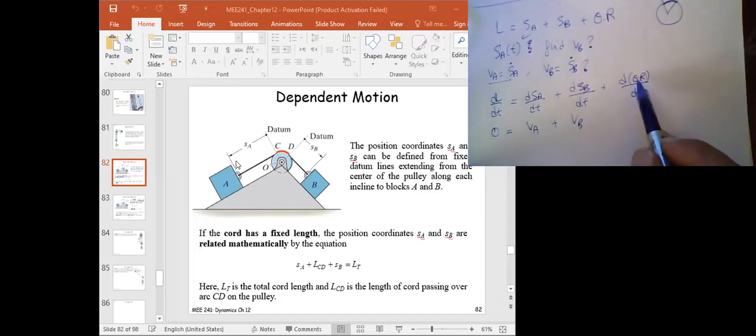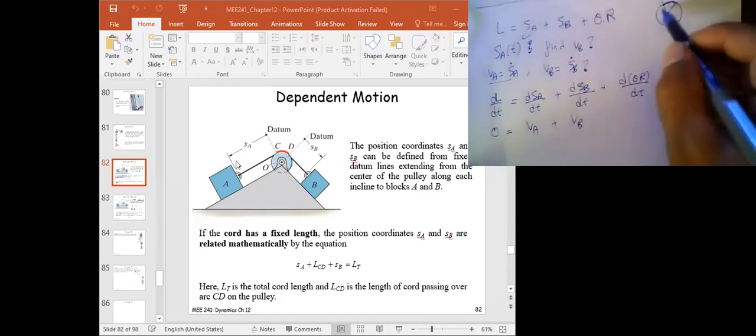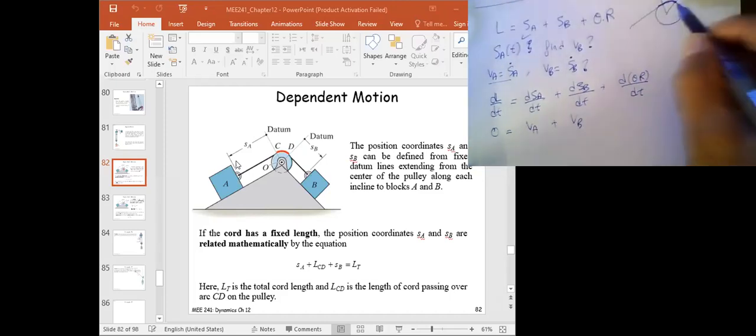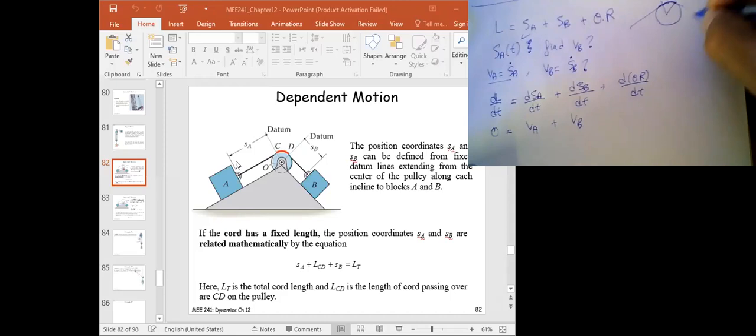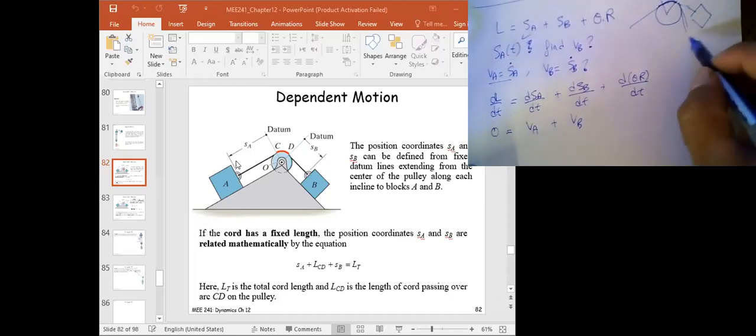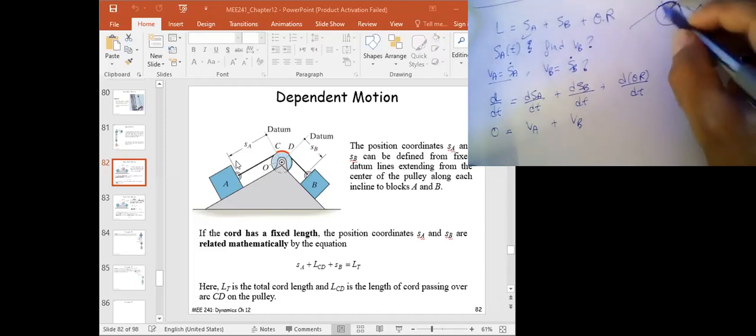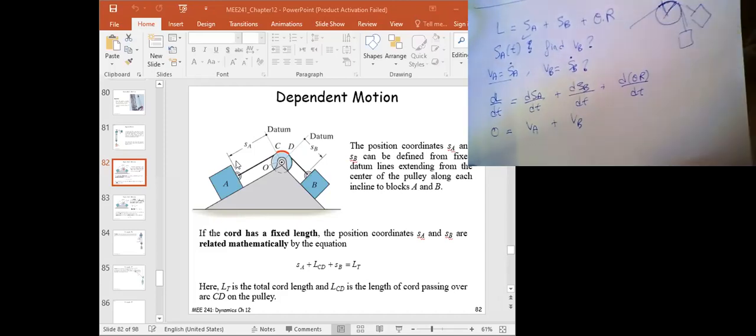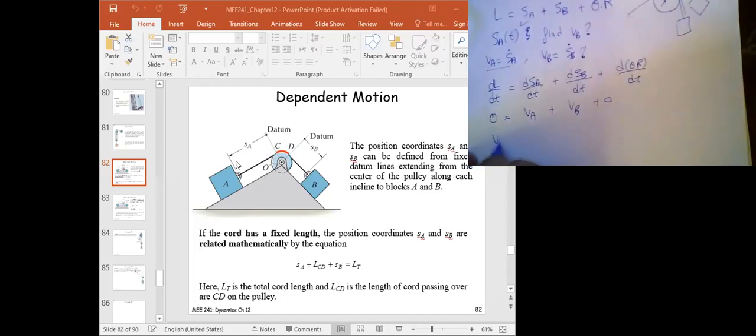Is angle theta here changing? No, right? So it's zero. It's always fixed, but sometimes it could be changing, and then you'd have to incorporate that. But in this case, the actual engagement along the pulley is not changing, so this is going to be 0. So there you have it. Now VB is going to be equal to minus VA.